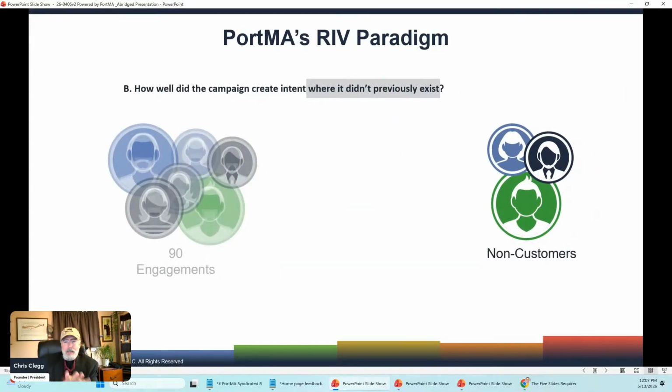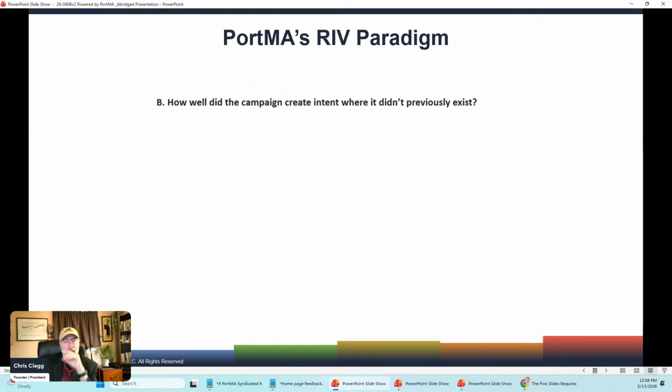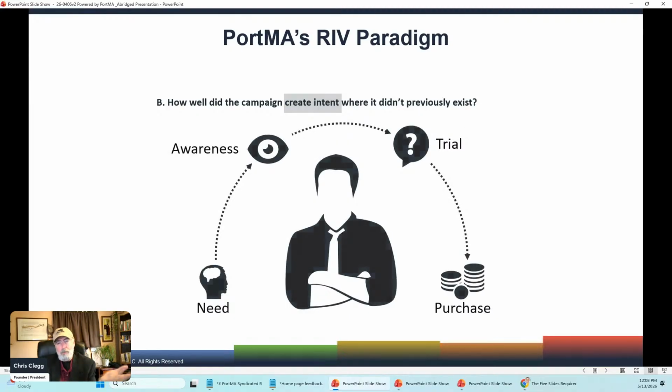So when we have that non-customer percentage, we can now apply that to the 81 people, and we start to realize that where it didn't previously exist, there are about 66 people that are on target and non-customers. And now with that 66, we've got to figure out, well, did we create intent? Did we move them through the purchase cycle?